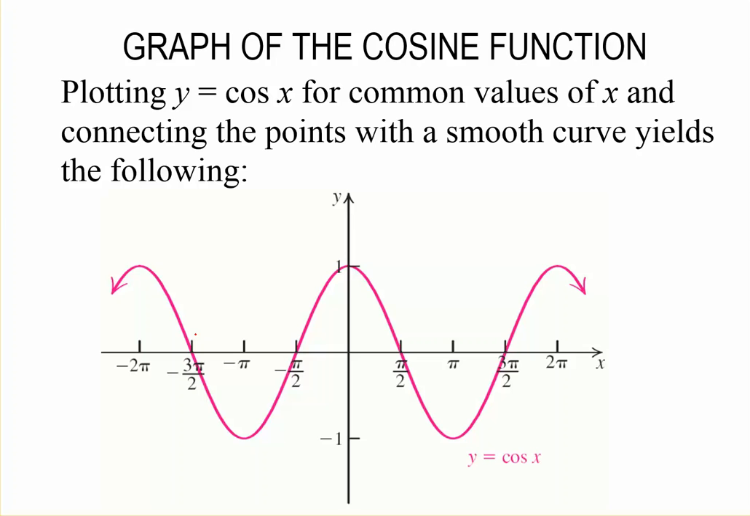Hey, this one's an even function, right? Isn't it symmetric about the y-axis? So a positive x, positive y would give you a negative x, positive y. Cool, all right. And then the zeros are a little bit tougher this time. The zeros are at negative pi over 2, positive pi over 2, 3 pi over 2. Looks like this one's going to be a 5 pi over 2.